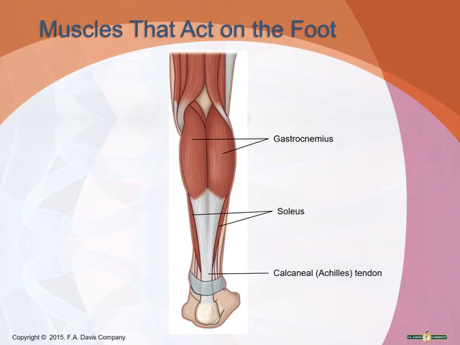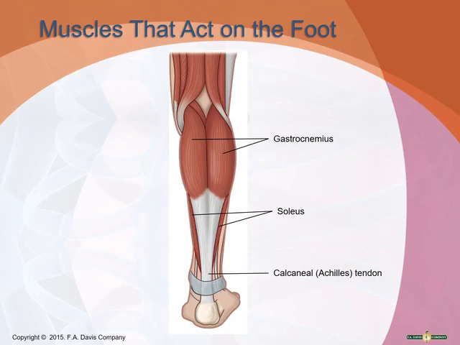Muscles that act on the foot. From the back, the gastrocnemius muscle right here, that's important to know. The soleus muscle is on the sides. It's a deeper muscle. Contraction of these muscles cause plantar flexion of the foot, like when you're walking or you're standing on your tiptoes. The common tendon of the gastrocnemius and soleus is the calcaneal tendon. This one right here is also commonly known as the Achilles tendon. If you've ever known anybody who's torn that tendon, it's extremely painful when that happens.